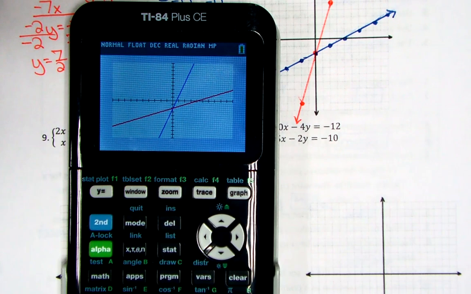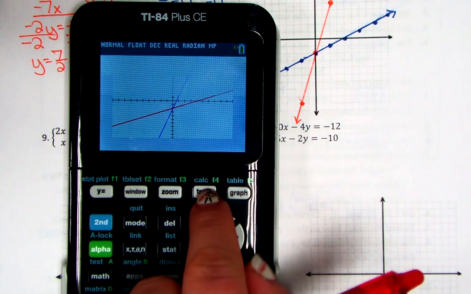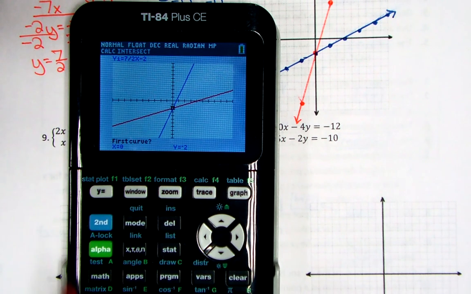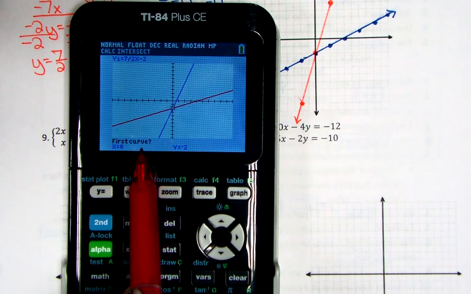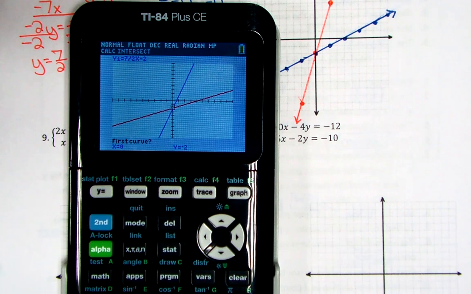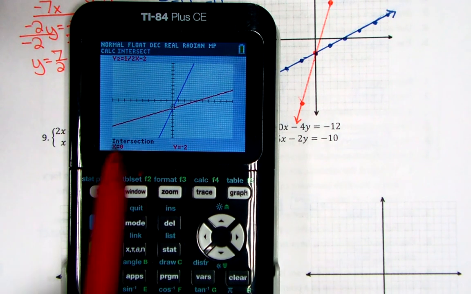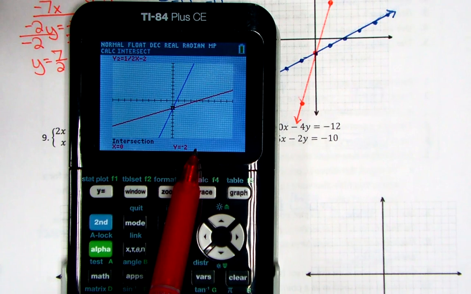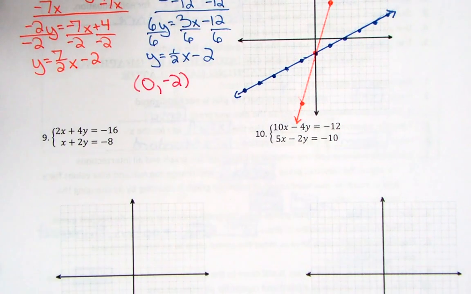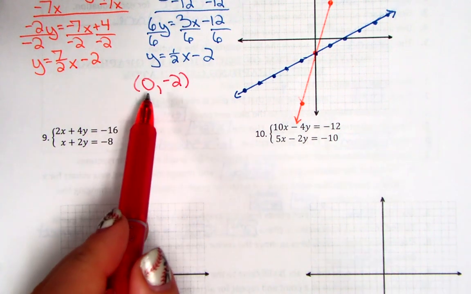So we're back to our graph, and we're going to press second and calc and select option 5, intersect. It's going to ask you some questions down here, but I already told you what you're doing with them. You're using your left and right arrow key to move close to where they cross. Well, this just so happens that it's on where it crosses, and we'll press enter. It's still near where it crosses, so I'll press enter 2 more times until it says intersection 0, -2. And that's the point that we'll plot.